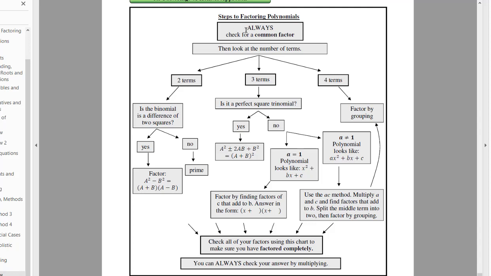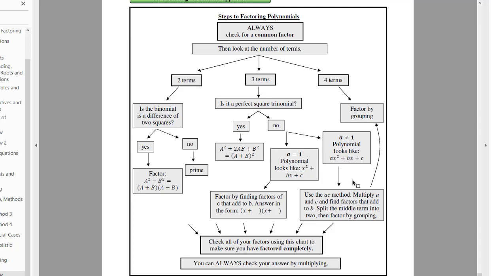Notice how we always pull out the greatest common factor first, then we look at the number of terms. It could be 2, 3, or 4 that we know how to factor. If it's 4, we do grouping. If it's 2, we check to see if it's the difference of squares, and if so, we do it. If it's 3 terms, each polynomial will follow a certain path down here.